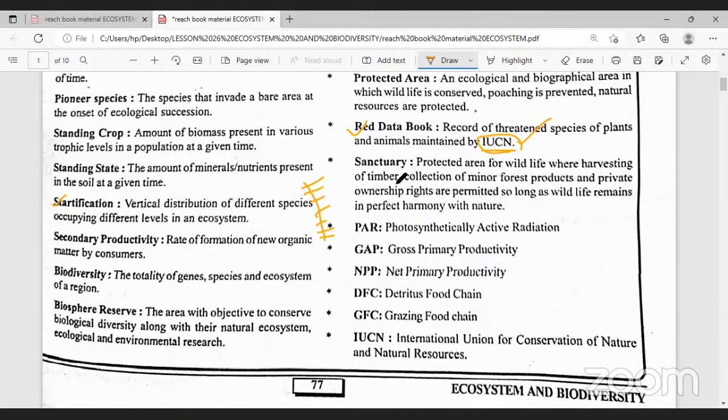And then the next one is a sanctuary. A protected area for wildlife where harvesting of timber, collection of minor forest products and private ownership rights are permitted, so long as wildlife remains in perfect harmony with nature. A sanctuary is nothing but one of the protected areas for wildlife animals. Normal people will not enter the sanctuary because some of the animals there will hunt. So that's why it is also protected.